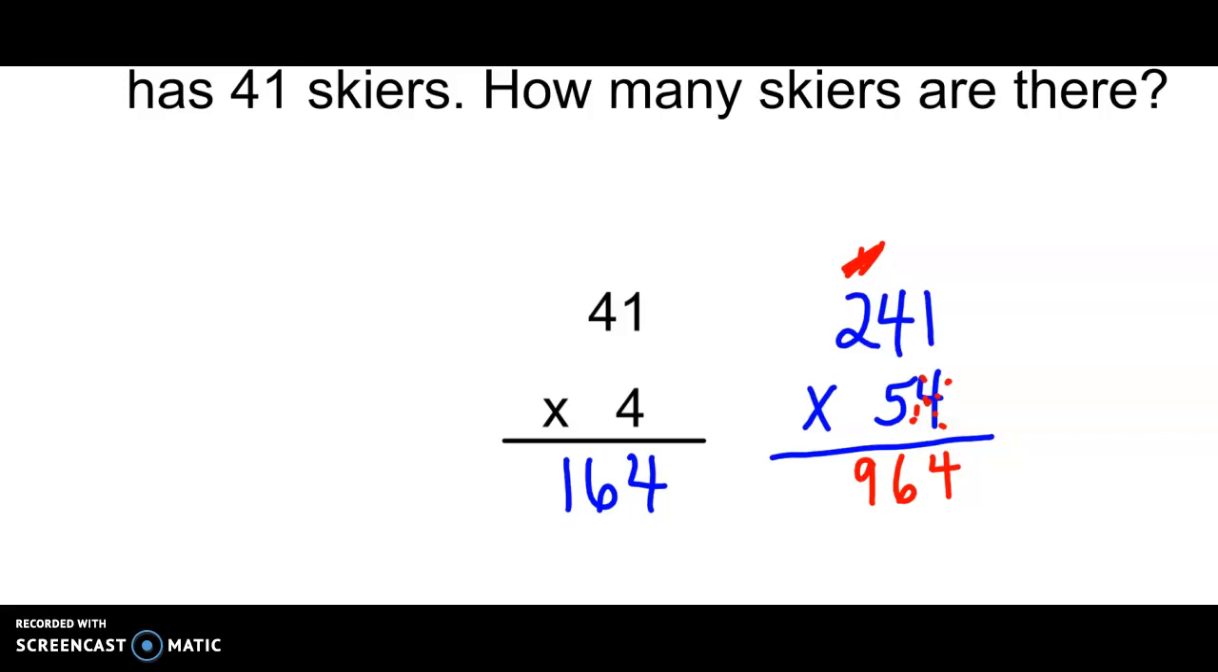Before I get started, this is really 50, so put my placeholder there. So hold that spot. That one's a little better. And then I have to do 5 times everything up top. So 5 times the 1, 5 times the 4, and 5 times the 2.